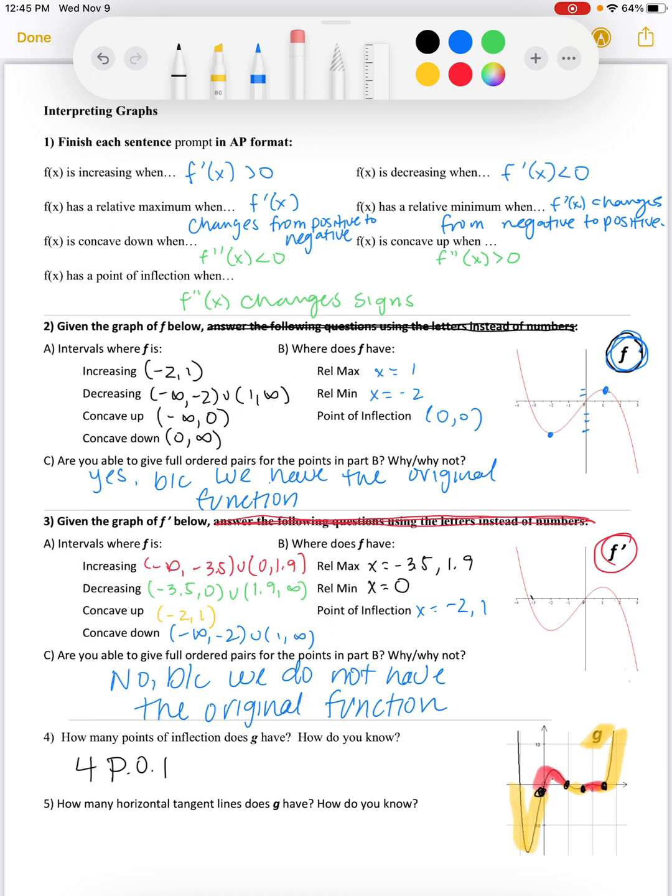Now the next one is how many horizontal tangents does this one have? So you're following along with your slopes of your tangent lines. And so I would have a horizontal tangent down here. That doesn't really look horizontal. All right, let's try that again. Here, horizontal tangent, that's 2. Horizontal tangent here, that's 3, 4, and 5. There are 5 horizontal tangent lines.